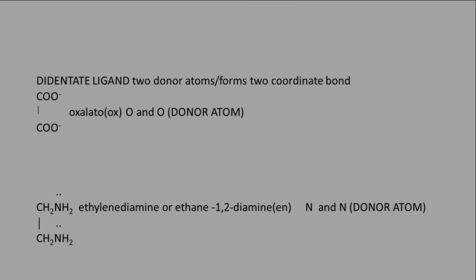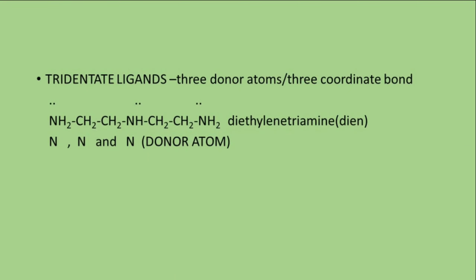The other example is ethylene diamine or ethane 1,2-diamine, as we write in the short form as EN. Now look carefully at this compound. In this you have two nitrogens with lone pair of electrons which can coordinate to the central metal ion. So how many donor atoms are there? There are two donor atoms and it can form simultaneously two coordinate bonds.